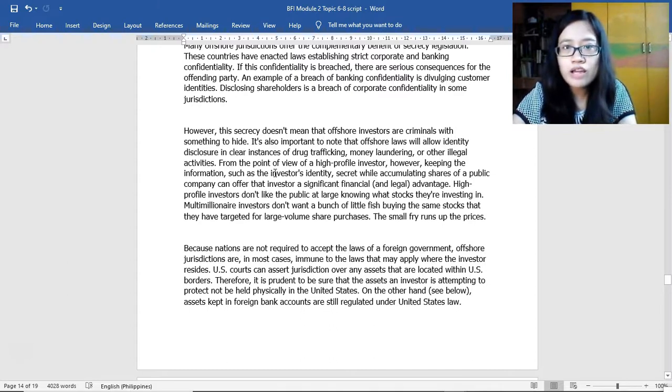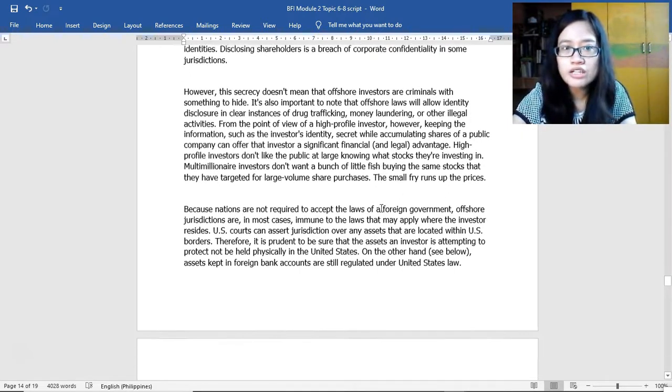From the point of view of a high-profile investor, however, keeping information such as the investor's identity secret while accumulating shares of a public company can offer that investor a significant financial and legal advantage. High-profile investors don't like the public at large knowing what stocks they're investing in. Multi-millionaire investors don't want a bunch of little fish buying the same stocks that they have targeted for large volume share purchases. The small fry runs up the prices. So these are certain rules in stock investing, stock trading, and in other investment markets as well.